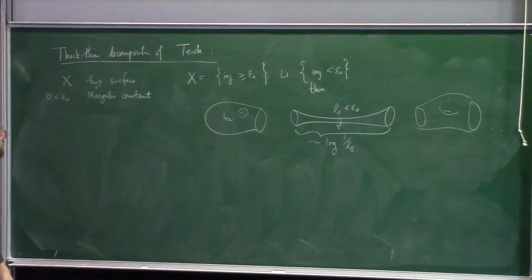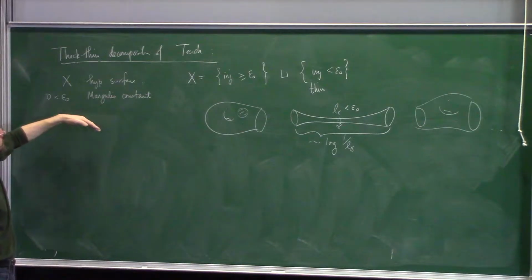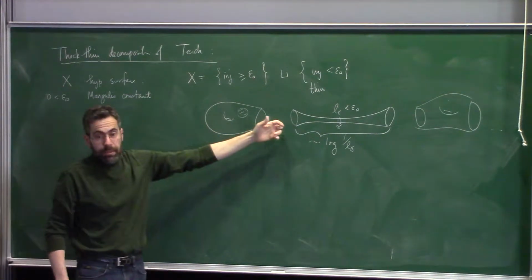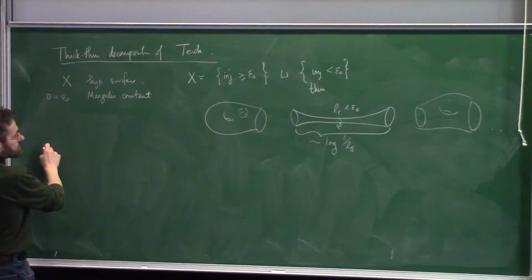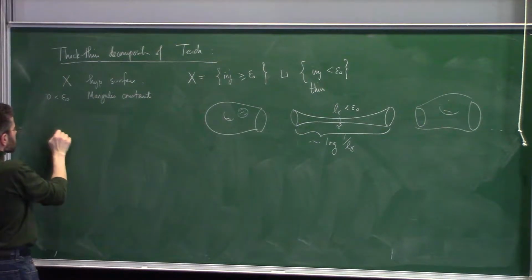So you could ask now, what does it have to do with the Teichmüller space? So now you can divide our Teichmüller space into its thick and thin part, where the thin part is the part where there is a thin part, and the thick part is the part where there is no thin part. So, that was terrible.